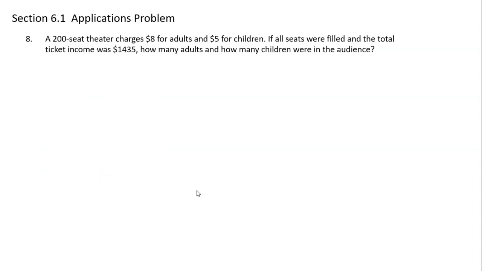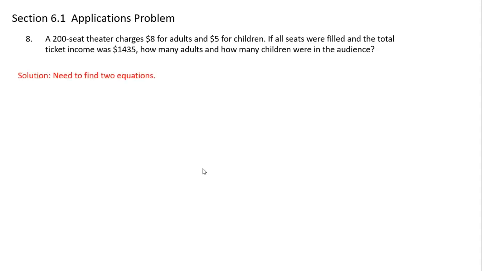Okay. All right, so now let's look at a business problem that deals with linear systems. This problem says a 200-seat theater charges $8 for adults and $5 for children. If all seats were filled and the total ticket income was $1,435, the question is how many adult and how many children tickets were sold, or in the audience.